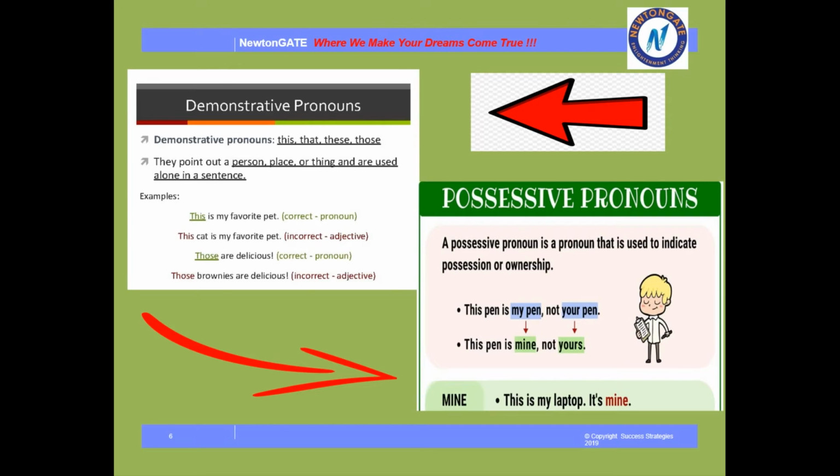Okay, the next thing is possessive pronoun. Now, what is a possessive pronoun? See, a possessive pronoun is a pronoun that is used to indicate possession or ownership. Like you have some ownership in something or someone. For that reason, that is called a possessive pronoun. Like this is my pen, not your pen. Like this is my pen. You are talking about your pen. For that reason, that is possessive. You are telling that you are the owner of that pen.